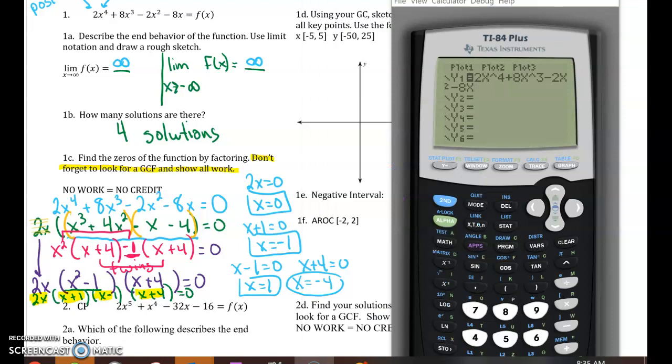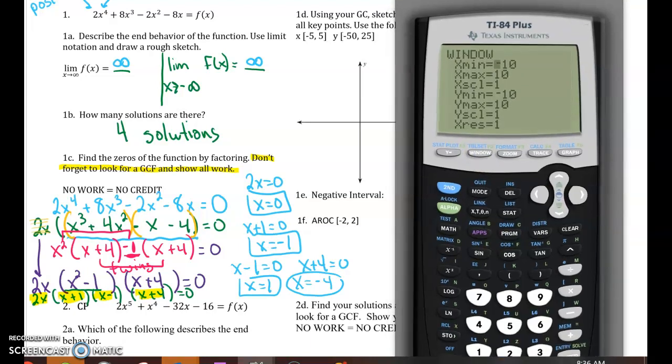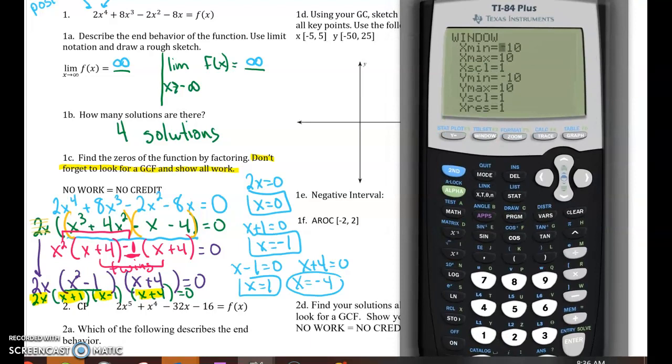All right, so my equation's typed in. Just double check that yours is correct as well. And then I'm going to go to the window button and change my window. So I'm going to change it from -5, or what you see here, to the following numbers.